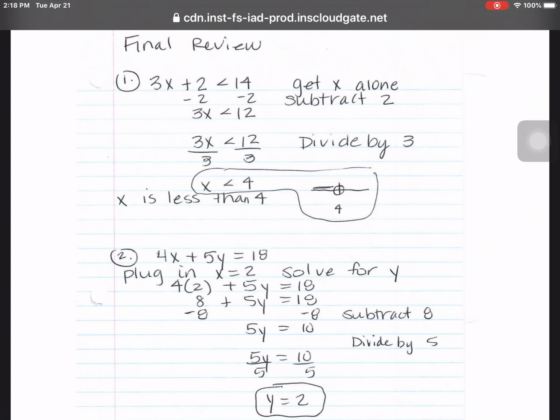This is the final exam review. Number 1, 3x plus 2 is less than 14. Solve for x, that means get x alone. We undo the add 2 by subtract 2.